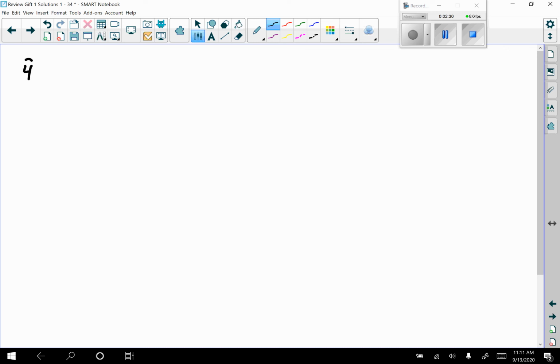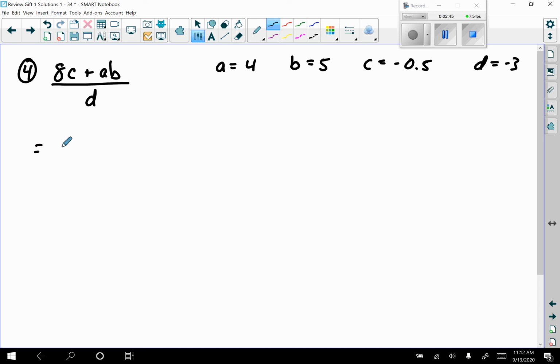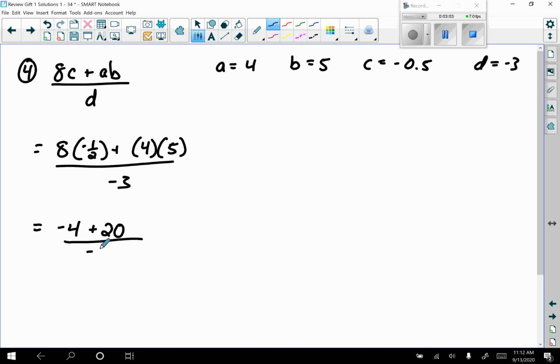All right, for number 4, we have this expression 8c plus ab all over d, where a is 4, b is 5, c is negative 0.5 or negative 1/2, and d is negative 3. So then this will become 8 times negative 1/2, plus a times b all over negative 3. So when I multiply positive times a negative, it's a negative, and half of 8 is 4, so we're going to get a negative 4. 4 times 5 is 20 over negative 3. So negative 4 plus 20 will give me 16. Negative 16 thirds. We could leave it just like that.